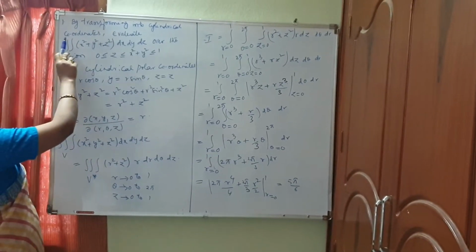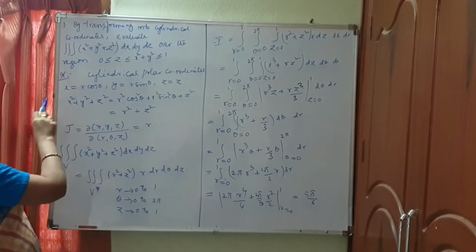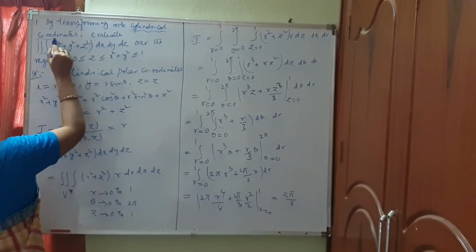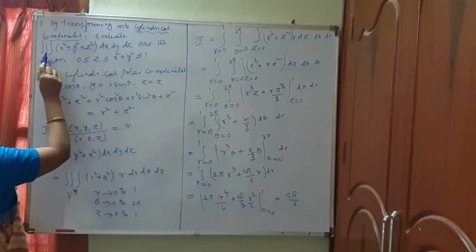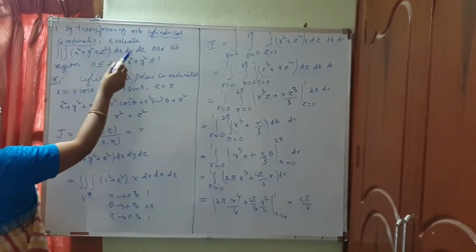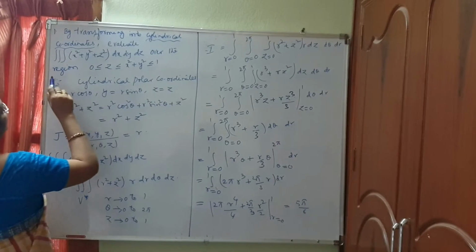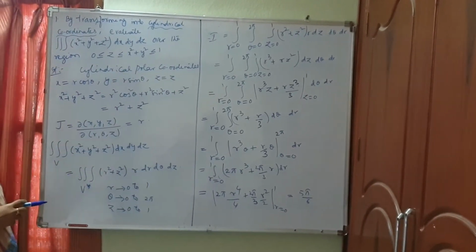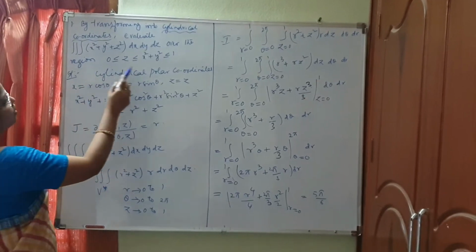Now I am taking an example on transformation of triple integrals from Cartesian coordinates to cylindrical coordinates. The question is, evaluate the triple integral of x square plus y square plus z square dx dy dz over the region bounded by 0 less than or equal to z less than or equal to 1, and x square plus y square less than or equal to 1.